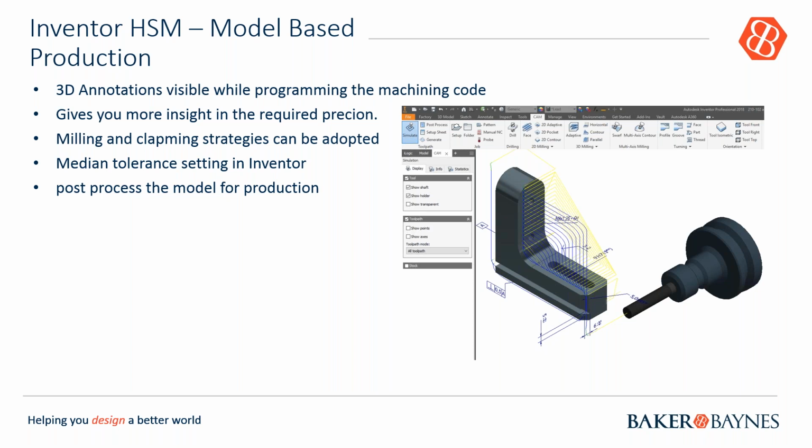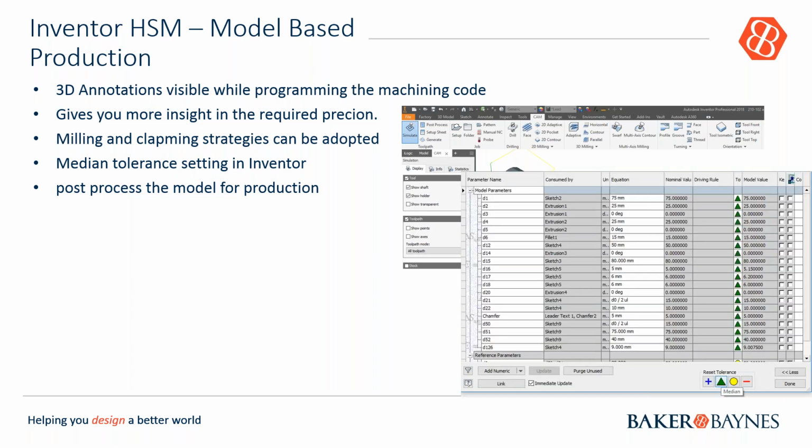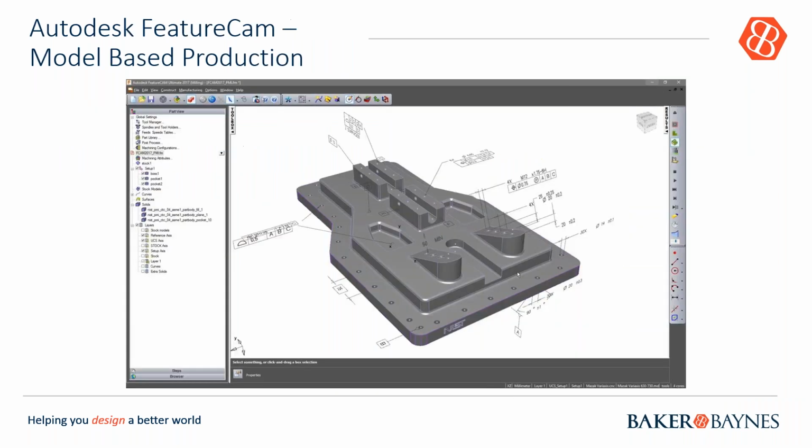Also, milling and clamping strategies can be adopted in here based, obviously, on the sizes that you're going to work off, and also the tolerance settings inside of Inventor. Post-processing of the model for production, you could reference this back to see what the post processes are going to, or how to post process to the machine. And what's important in here is having the parameters to see the sizing of the components as it's being moved across. Let's have a look at something more on the FeatureCAM side of it.